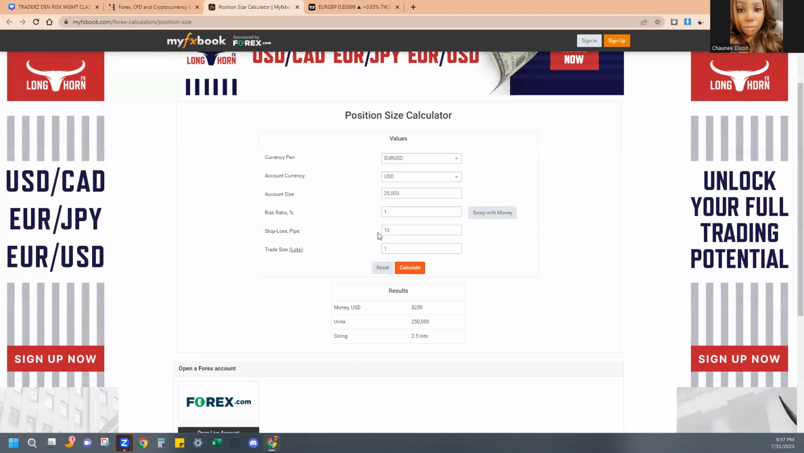You have to figure out how many pips you want to risk ahead of time, and then you plug all your stuff in. If you use your short and long position tool, you should know how many pips you're risking. Always know how many pips you're risking before you try to figure out your lot size.